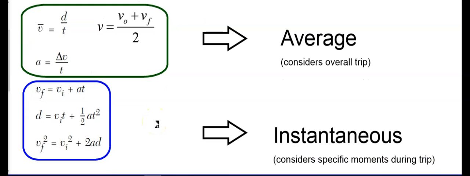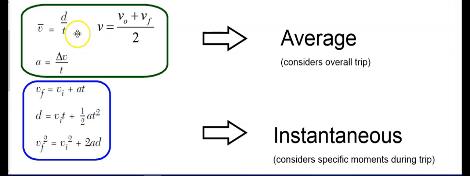Average acceleration is simply the change of velocity divided by time. In the blue group, we have the equations 3, 4, and 5. They are used for instantaneous motion, or UAM, uniformly accelerated motion. You'll notice that equations 3, 4, and 5 all have acceleration in them, and we are considering instantaneous moments during the trip, whereas the first 3 equations in the green group, they just talk about the overall trip.